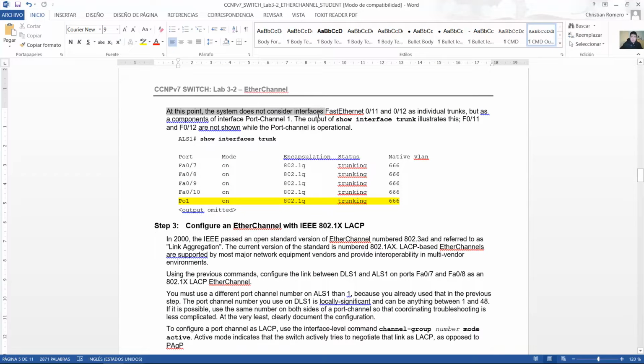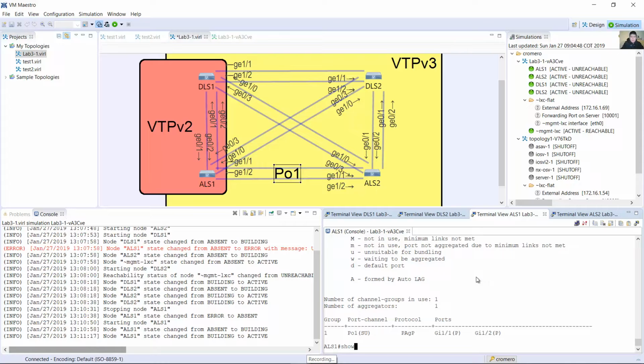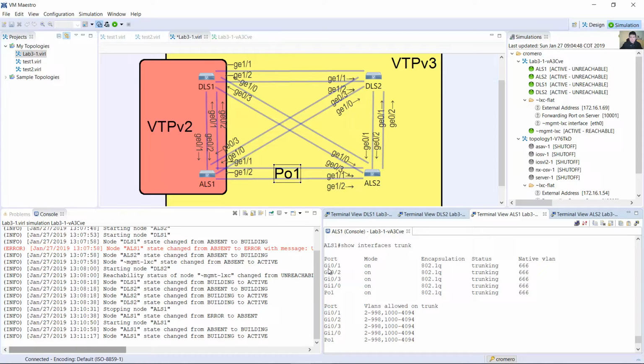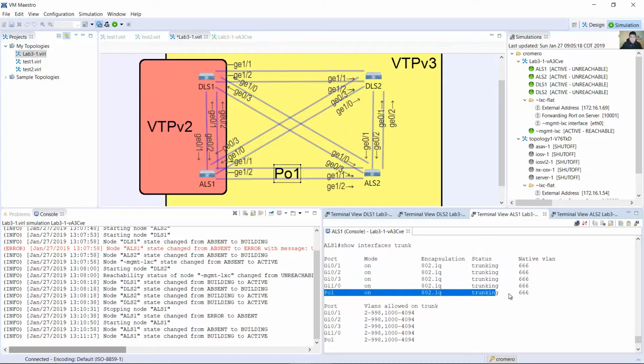At this point, the system does not consider interfaces 1/1 and 1/2 as individual trunks, but as components of interface port channel 1. The output of show interfaces trunk illustrates this. 1/1 and 1/2 are not shown while the port channel is operational. Show interfaces trunk on ALS1. Okay, gigabit 1/1 and gigabit 1/2 are not shown. Instead, port channel 1 is shown.